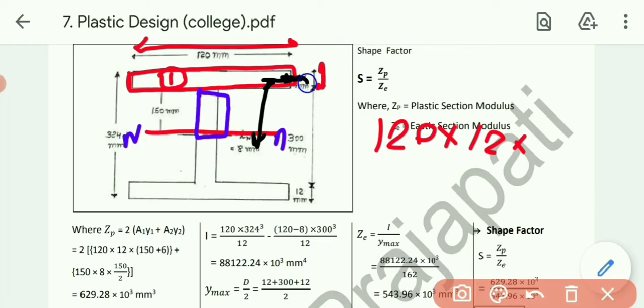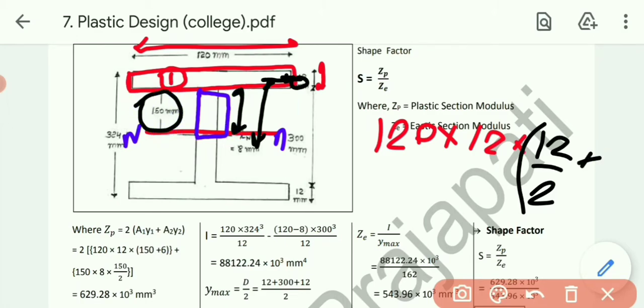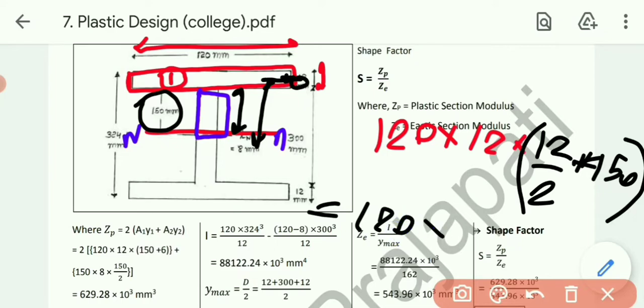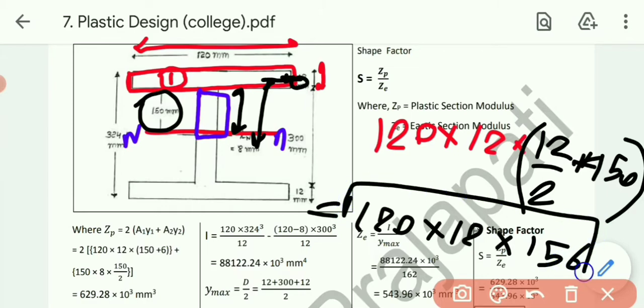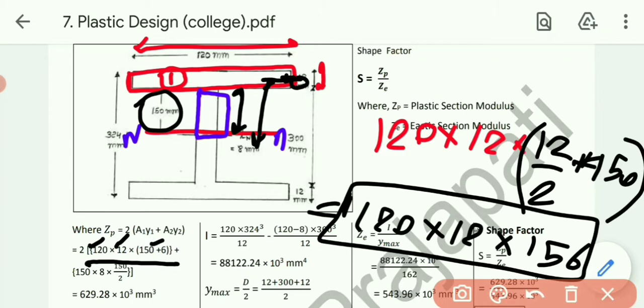So the center of the flange is 12 by 2, plus this dimension, which is 150. Ultimately it will be 120 multiplied by 12 into, simplifying this one, I will get 156. So it will be A1 y1 of the top flange portion. We can see over here 120 multiplied by 12 multiplied by 150 plus 6.